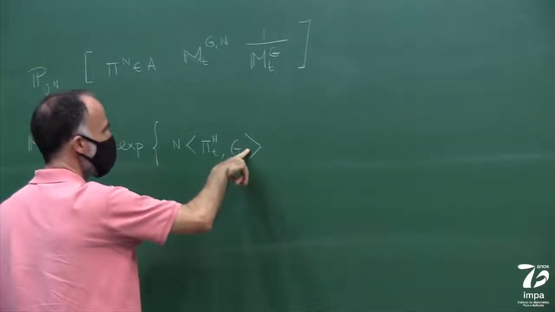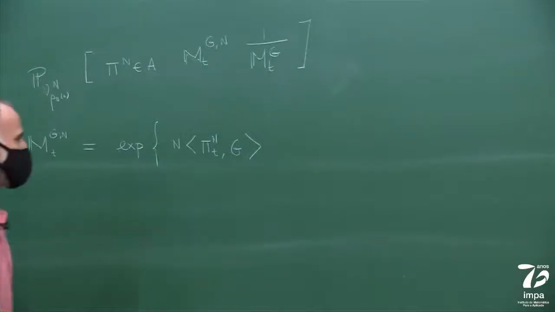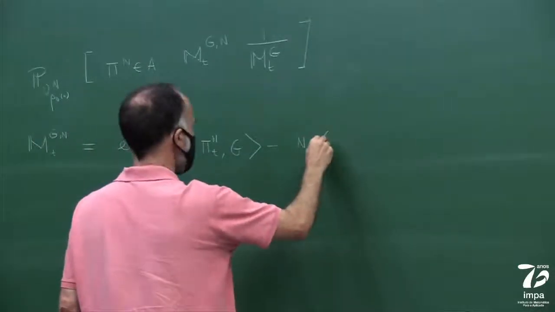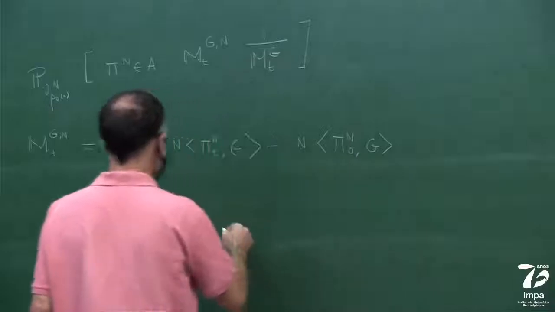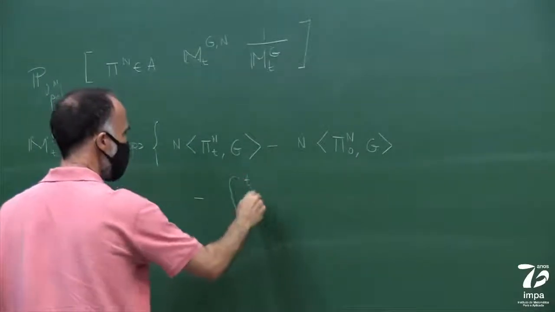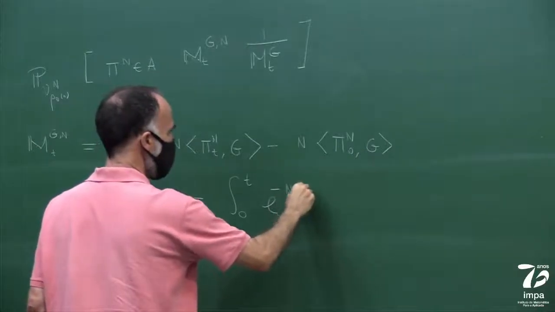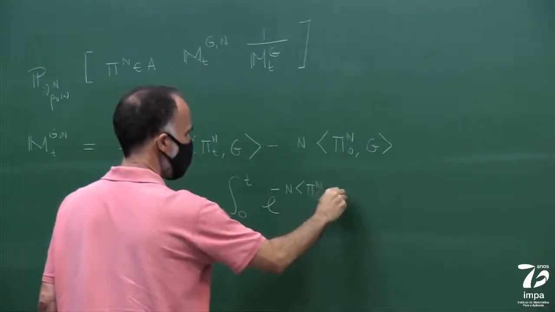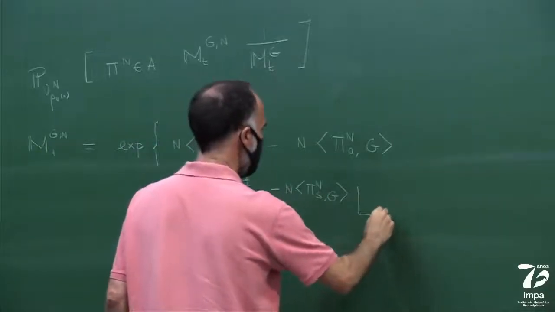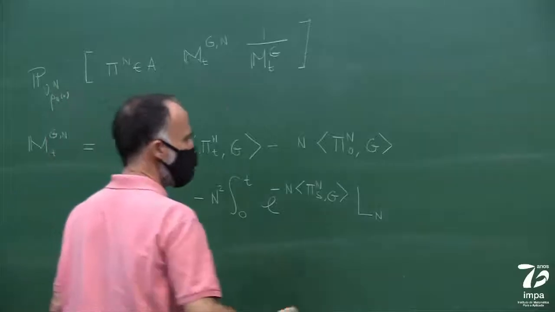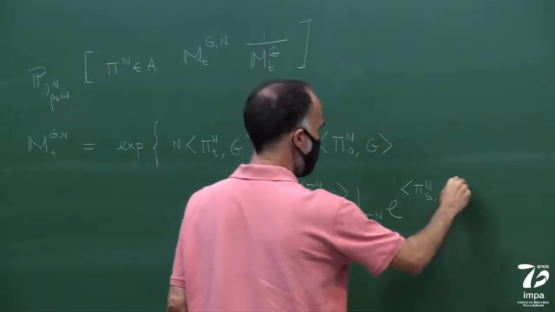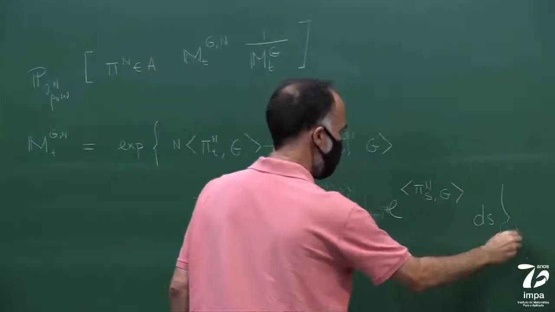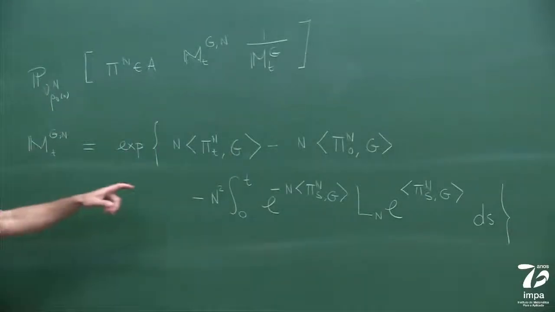Okay. So let me first take g as a function which does not depend on time. Minus n <pi^n_0, g>. And then I have to remove the integral of the exponential of minus n <pi^n_s, g>, L_n, and this is multiplied by n squared, exponential of n <pi^n_s, g> ds. So we have seen that this is a martingale. If g is, let's say, a C^2 function, this will be a martingale.